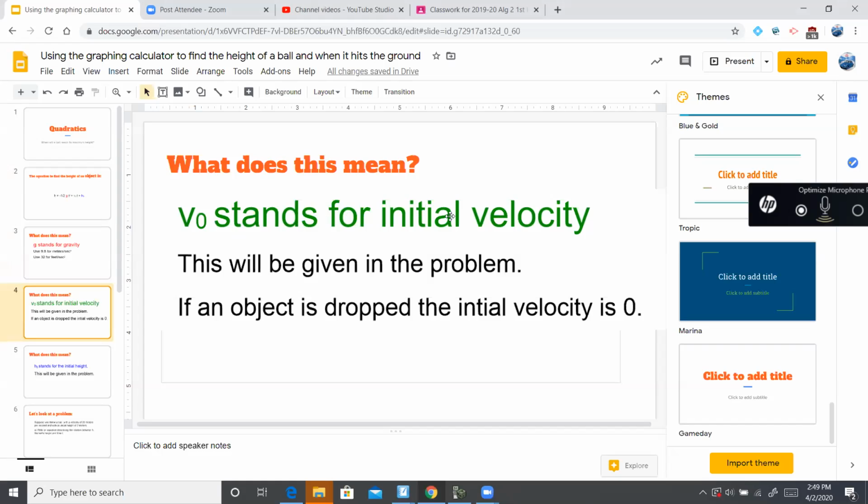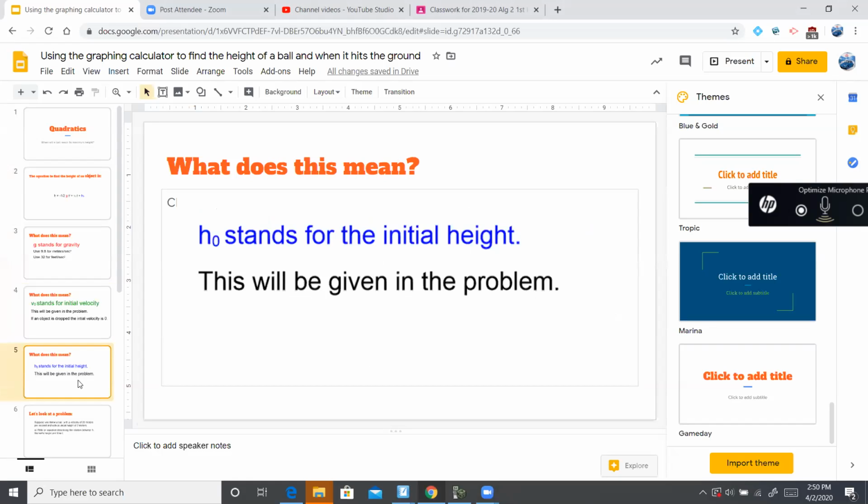V sub zero stands for the initial velocity of the ball. This will be given in the problem. It'll say like a ball has initial velocity of say 30 feet per second, and you would use that. If a ball is dropped, then the initial velocity will end up being 0 because you're not putting any speed on that ball. H sub 0 stands for the initial height. This will be given in the problem as well.